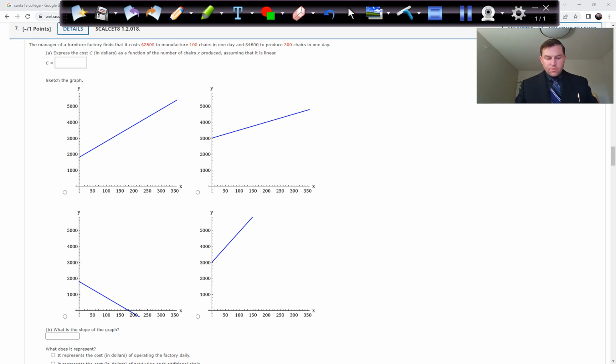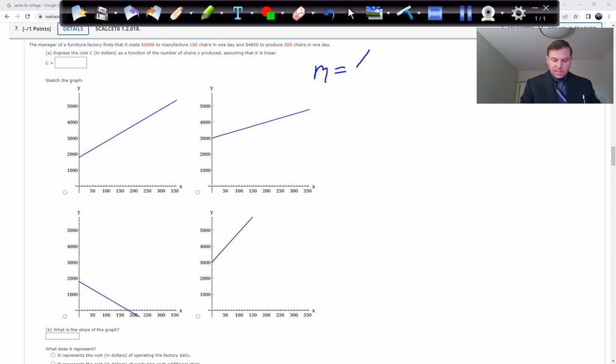Okay, in problem 7, we have a manufacturing problem. It says the factory produces 100 chairs and it costs them $2,800. Then on another day they produce 300 chairs and it costs them $4,800. Find the cost function. So to do this, we're going to use the slope formula.